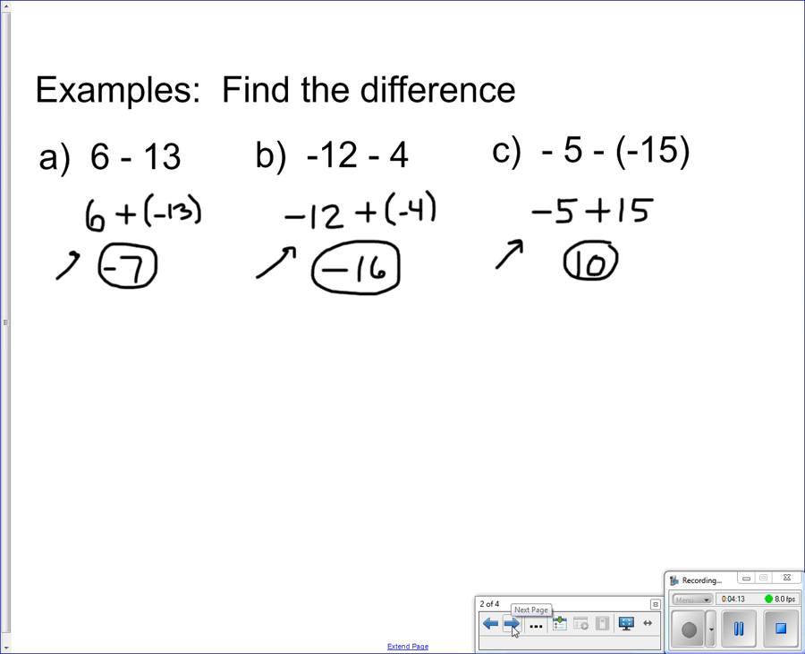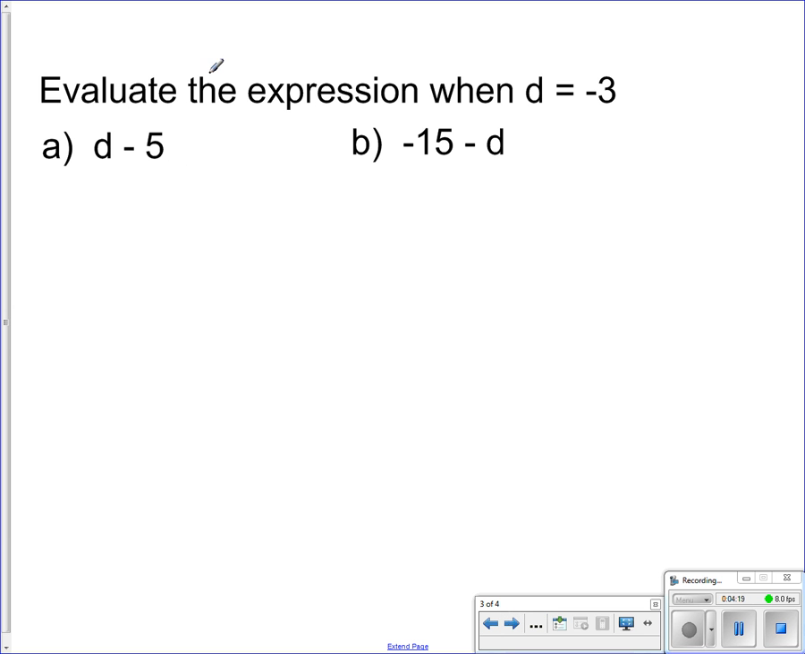Now we got another slide here next, so if you need to pause, pause, and then I'll move on to my next slide right now. These are evaluating, so I'm going to follow the same rules. I'm just going to evaluate the expression, so I have to show my substitution step, then turn it to addition. So you got a little extra work on these. First, I'm going to substitute negative 3 in for D. So it's negative 3 minus 5. Okay, must show that step.